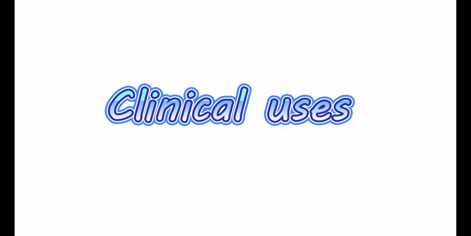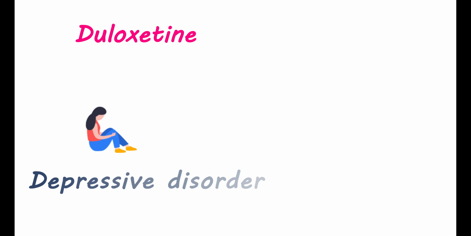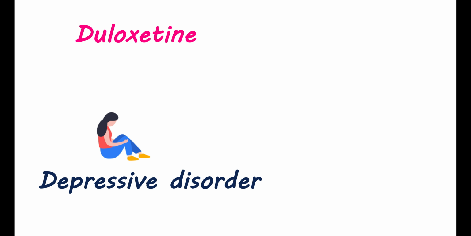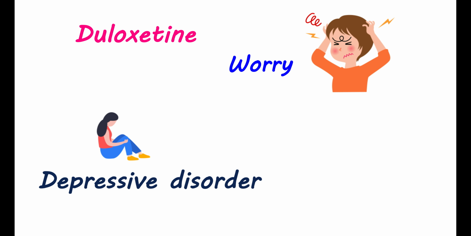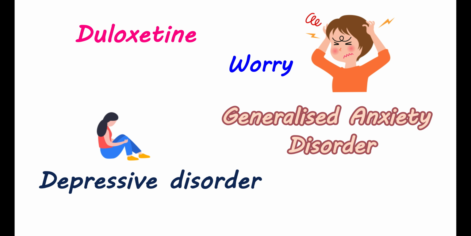Clinical uses. One of the clinical indications of duloxetine is in the treatment of depressive disorder. However, it can also be used in other conditions. Duloxetine can control worry and agitation in people. Therefore, it is used to treat generalized anxiety disorder, commonly known as GAD. It involves a state of anxiety in people without any clear reason or inducing factor. In such people, anxiety may persist for longer than 4 weeks.